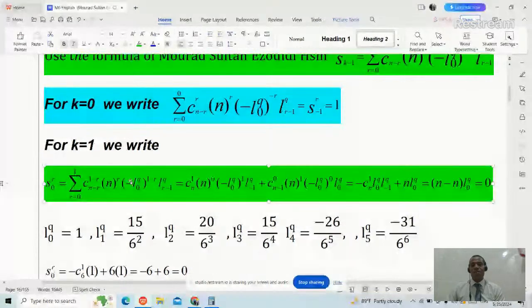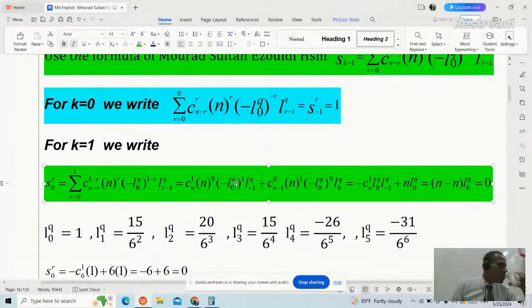Now, just make the distribution, or simplify what is given inside the sum, and you will get combination n choose 1, n raised to the power 0 times negative L0 of order Q, times L minus 1 of order Q, plus, when R equals 1, the last one, combination n minus 1 choose 0, which is 1 in fact, times n raised to the power 1 times negative L0 of order Q raised to the power 0, which is 1, times L0 of order Q.